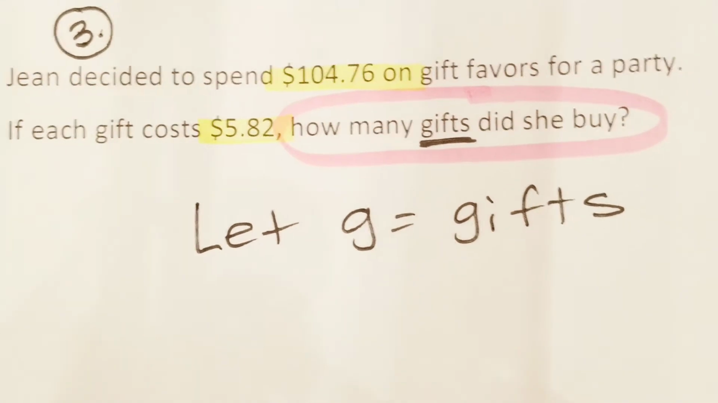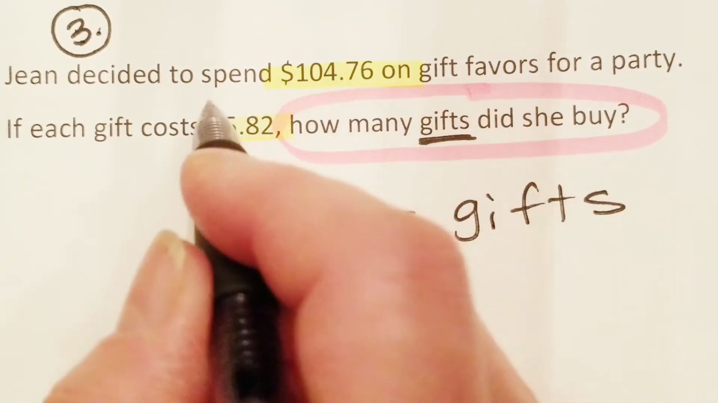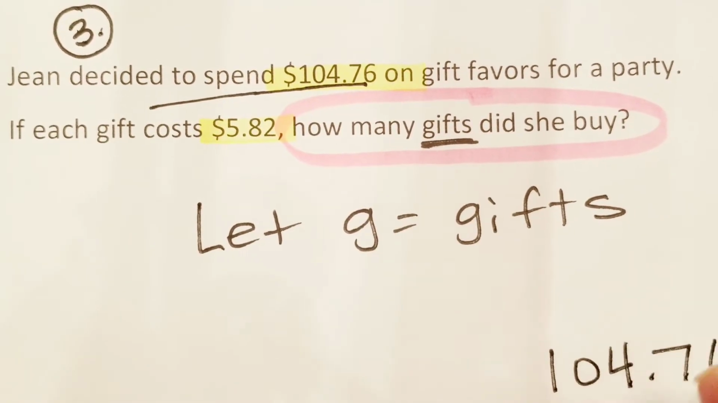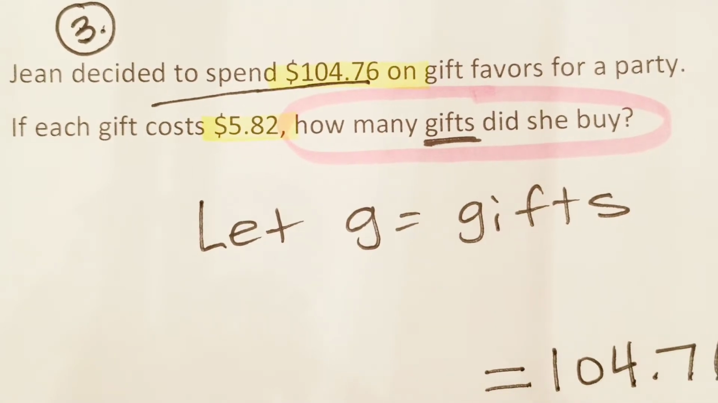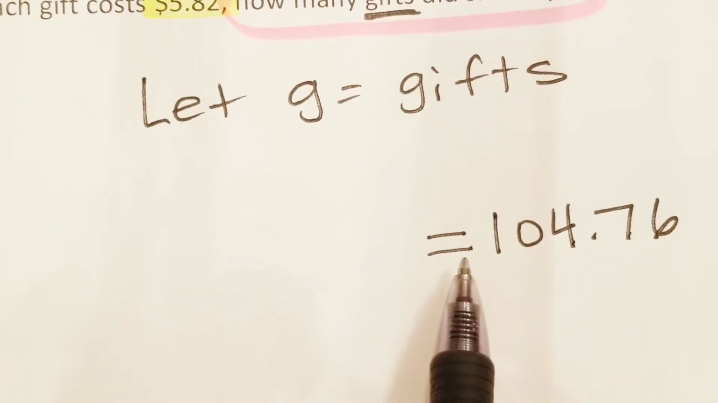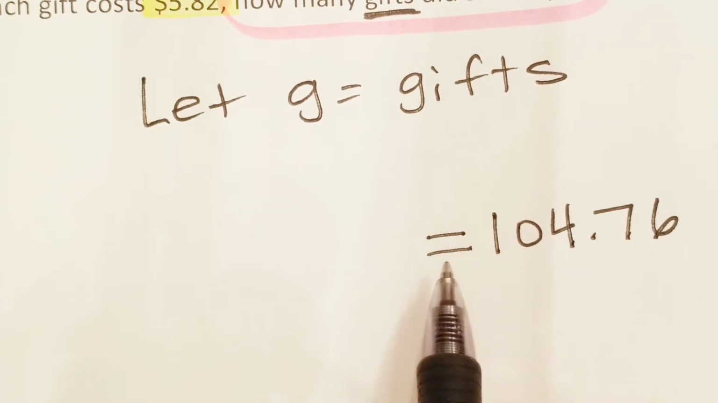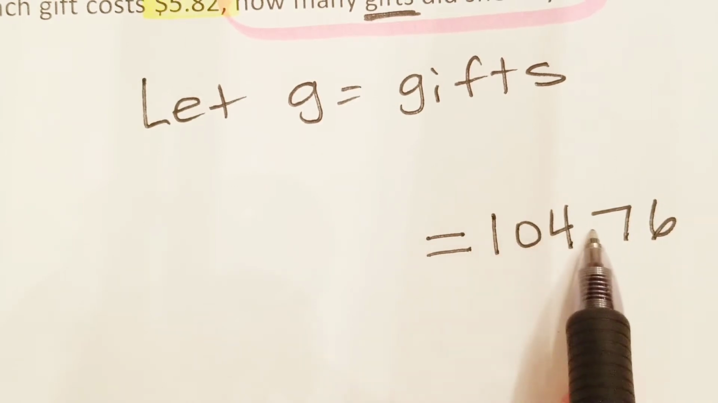And then next, we need to figure out how much she spent total. We know total she spent $104.76. We'll go ahead and leave out the dollar sign for now. We'll just remember that we're dealing with money here. So the reason I put my $104.76 on this side of the equal sign is because this is how much I know she spent. So this is total. You'll always want to put your total to the right of the equal sign.